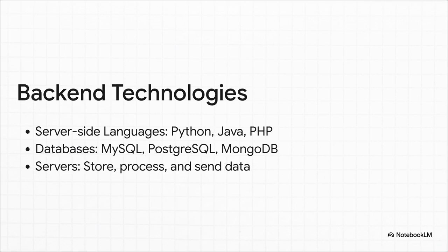Yeah, this is where the real heavy lifting gets done. Developers use programming languages like Python or Java to write the rules for how the website actually works. All your important info, like user accounts, what's in stock, that's all kept safe in giant digital filing cabinets called databases. And this whole system lives on a server, which is basically a super powerful computer whose job is to process all these requests and send data back and forth across the internet.